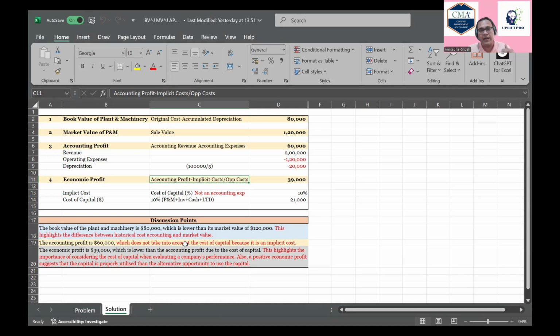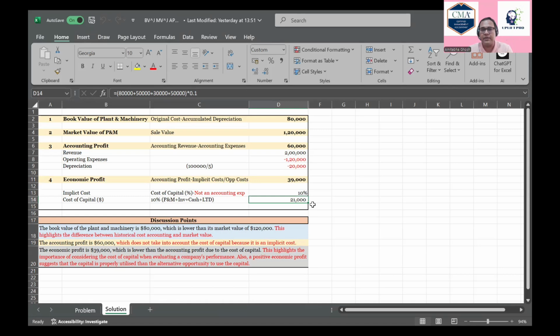So here, the cost of capital mentioned is 10%. It is not an accounting expense, and we are applying the 10% on the total capital, that is the plant and machinery value plus the investments plus the cash plus the long term debt, which comes to 2 lakh 10, and with that we are applying the 10%. How do we get the 2 lakh 10? If you see the numbers, these are all obtained from the question: 80,000 being the book value of plant and machinery, investments 50, cash 30, and 50 the long term debt.